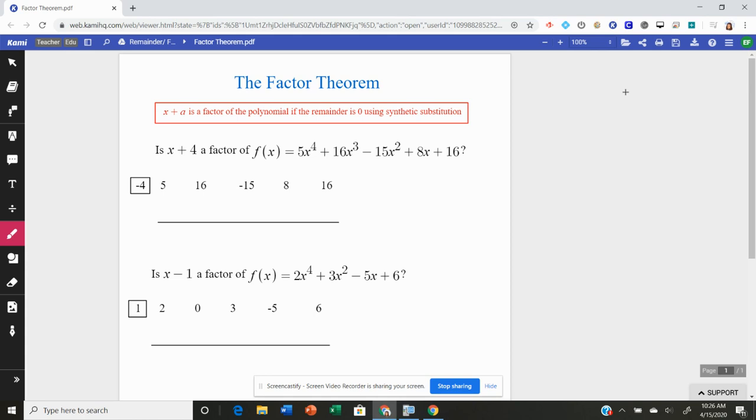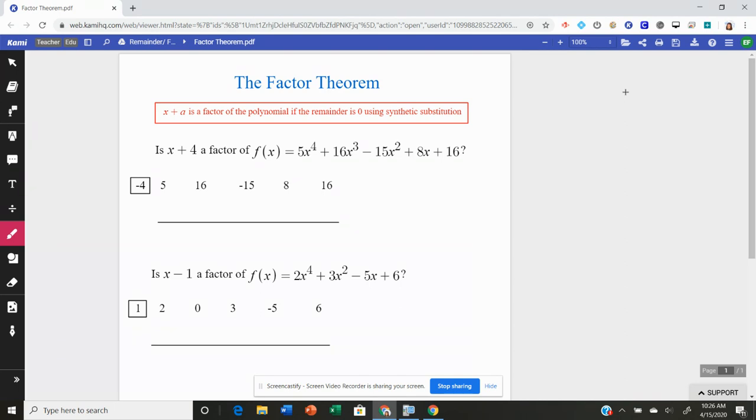Hello everyone, today we're going to be going over the factor theorem and the remainder theorem. They do talk about relatively the same thing, but from different perspectives. Essentially, we're looking at answering the question here: if x plus a is a factor of the polynomial. This happens if the remainder is 0 using either synthetic substitution or synthetic division.